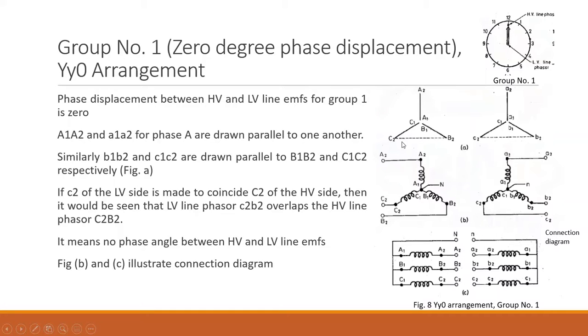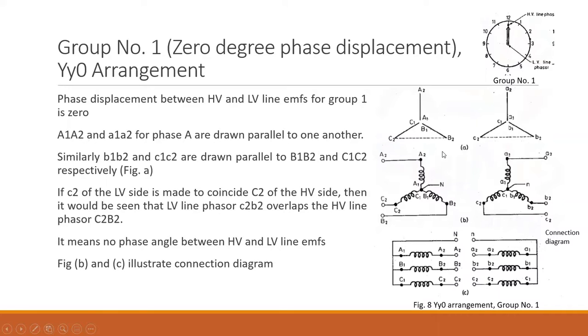If this C2 of LV has to coincide with C2 of HV, then you could see that the LV line phasor C2 B2 must overlap the HV line phasor, because you are interested in getting 0 degree phase displacement. It means there will be no phase displacement, so B2 C2 of the LV side should overlap with B2 C2 on the HV side.